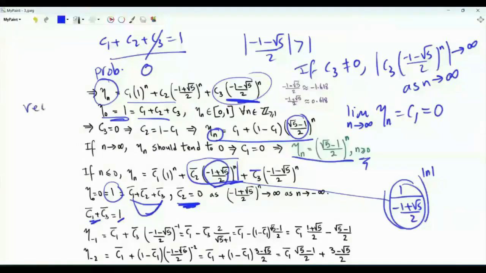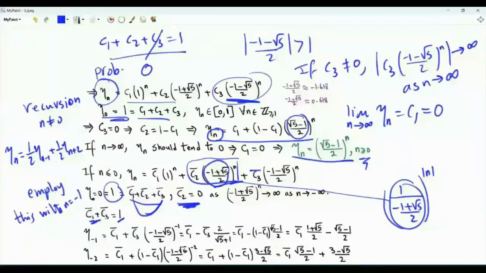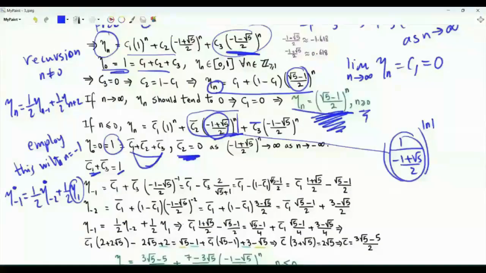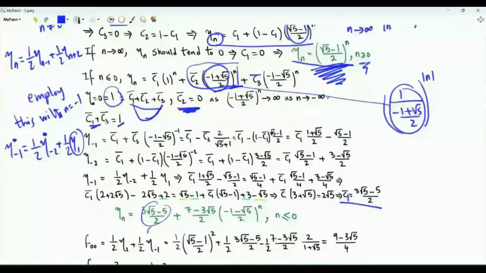How can we obtain C1 bar? Recall our recursion. When n is not equal to 0, we have that eta n is equal to 1/2 eta of n minus 1 plus 1/2 eta of n plus 2. We can employ this with n equal to minus 1. That is, eta of minus 1 is equal to 1/2 eta of minus 2 plus 1/2 eta of 1. Eta of 1 is obtained from this expression after setting n equal to 1. Eta of minus 1 and eta of minus 2 depend on the constant C1 bar. We have one equation in one unknown. When we solve, we get that C1 bar is (3 square root 5 minus 5) all divided by 2. This is the expression for eta n when n is non-positive. This is C1 bar, and this is 1 minus C1 bar.